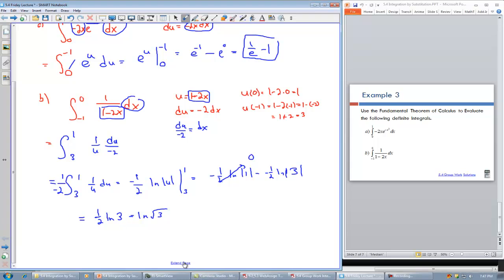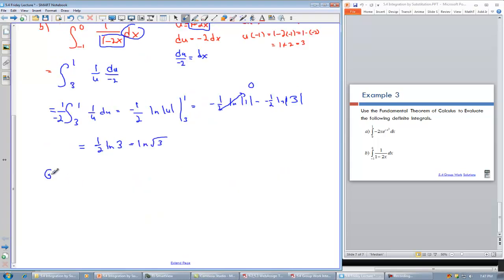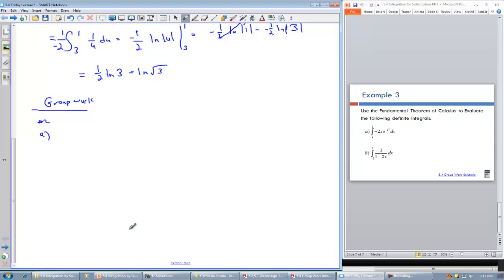All right, so let's take a look at the group work. Take out the group work again and flip it to the back side of that handout, and number 2, try part A. On part A, you're given the integral from 0 to 1 of 2 divided by 1 plus x dx, and in the end you should get an answer of ln of 4. All right, so pause the video for a little bit and try to work this out and see if you can do what we did above.